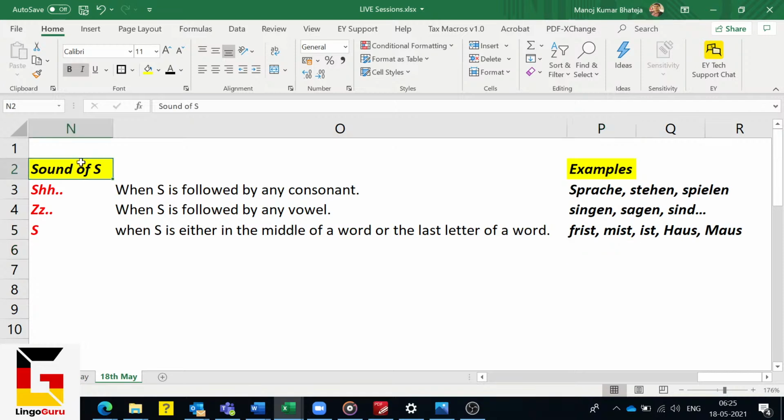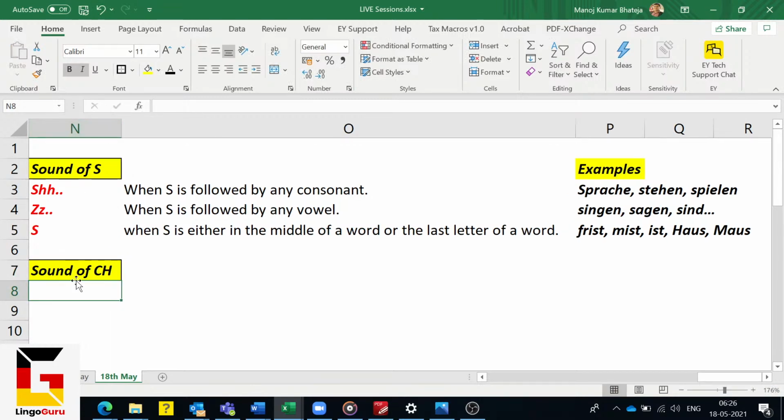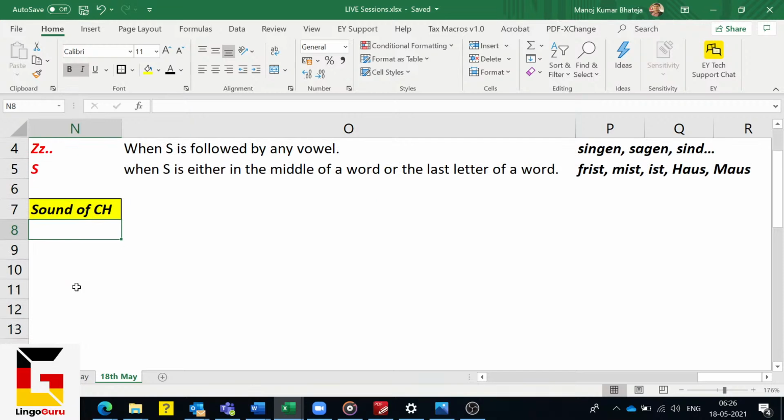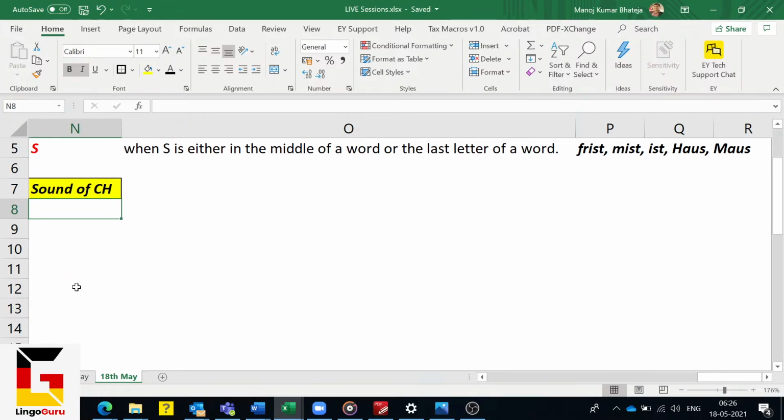Now similarly, like S, we have the sound of CH. When C and H come together, there are five sounds which are generated. The first sound is sh. The second is also this one. I mean, there are two ways to pronounce sh.